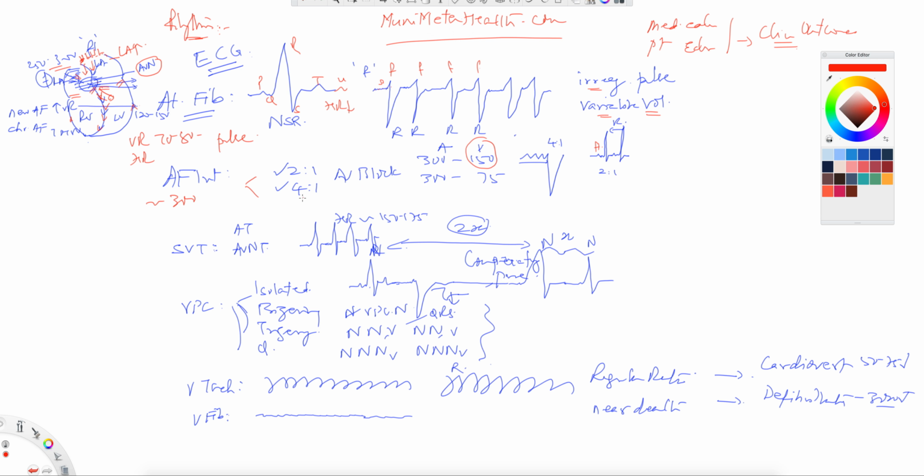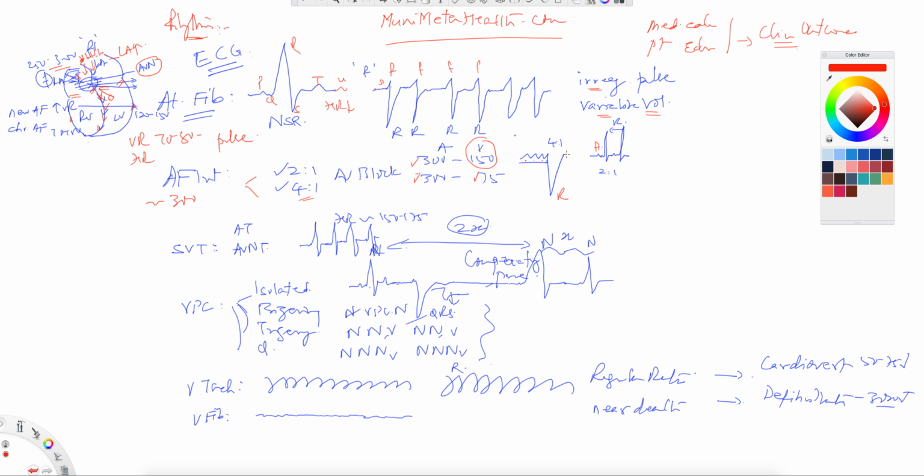But if you have a 4-to-1 AV conduction, with the atrial rate again constant at 300, the ventricular rate will be about 75, determined by the 4-to-1. In other words, you'll have 1, 2, 3, and the fourth will be conducted as an R.